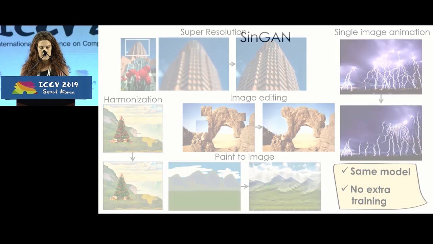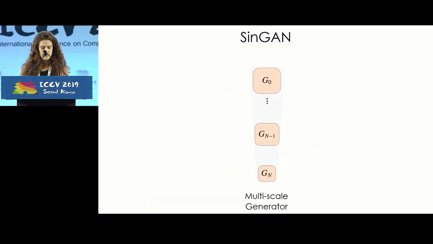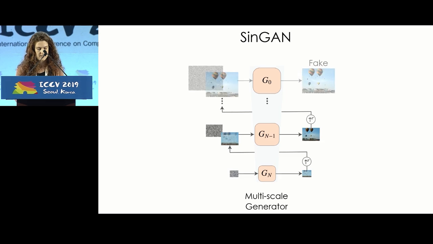So how does it work? SinGAN is built from a pyramid of fully convolutional patch GANs. Generation starts at the coarsest scale and sequentially passes through all generators up to the finest scale. Random noise is injected in each scale. This allows producing diverse fine structures that do not appear in the upscaled version of the previous scale.